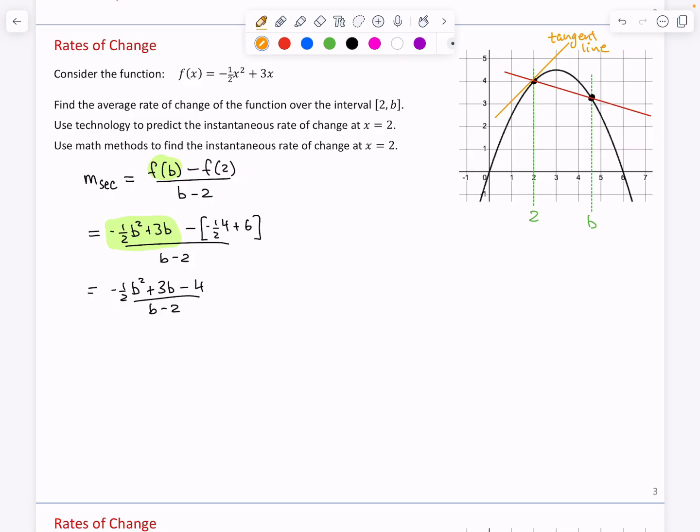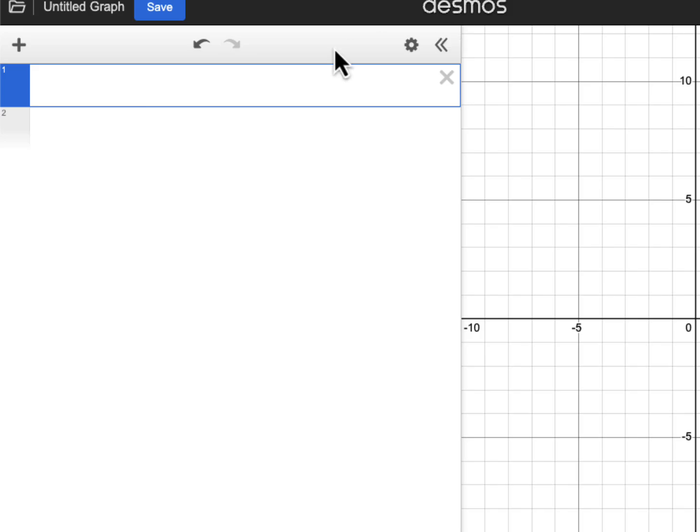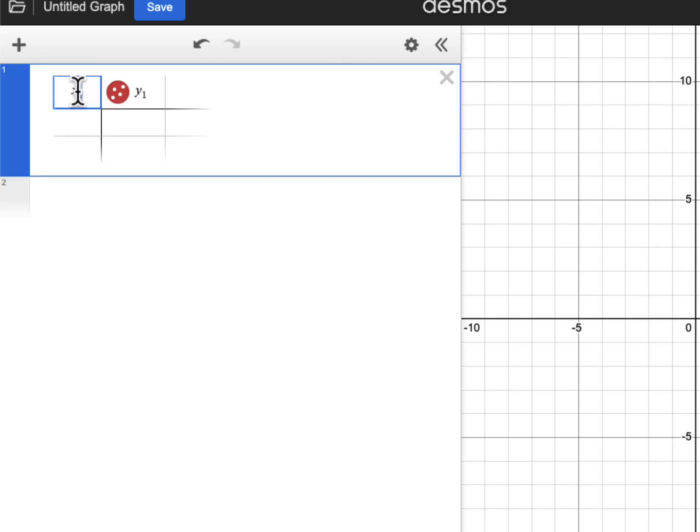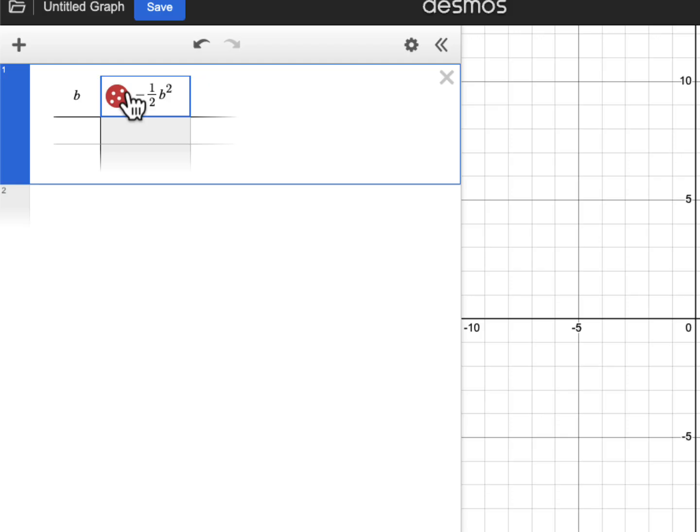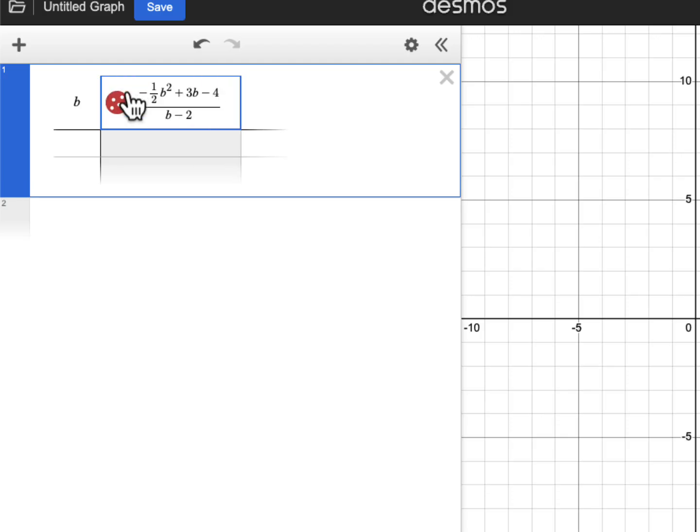We're going to do that by letting b get closer and closer to 2 and plugging into our formula and use technology. In Desmos, you can click this plus sign and add a table. Let's change the first column to b, and for the second column, we'll type in the formula we've just constructed for the slope of the secant line. So negative 1/2 b squared plus 3b minus 4, all over b minus 2.